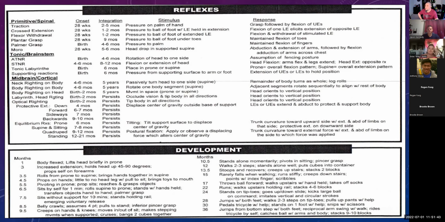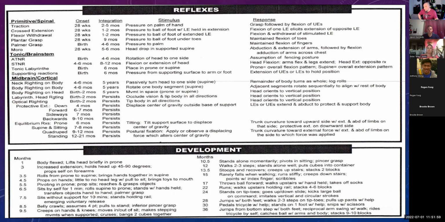Startle reflex. Yeah, the crying one. Exactly. Right? Because you're basically scaring the baby. So when you drop their head in supine, they do this. Right? They extend back to keep the head from flopping around.